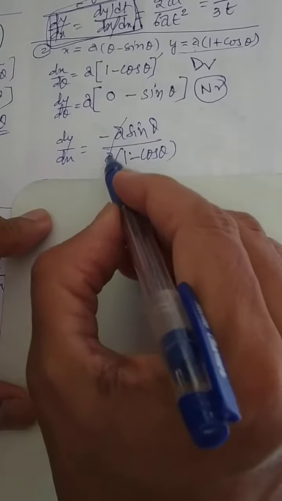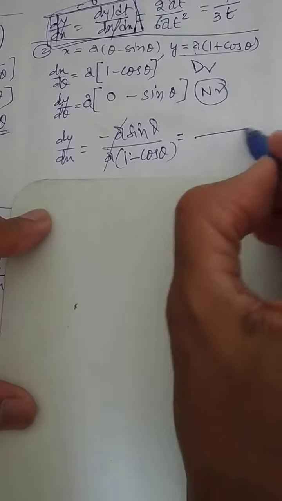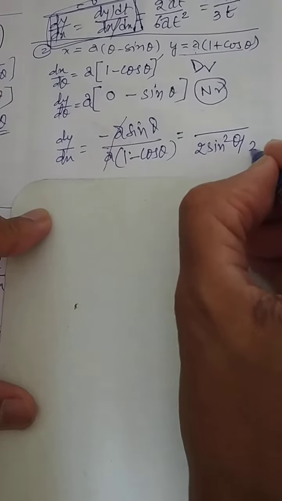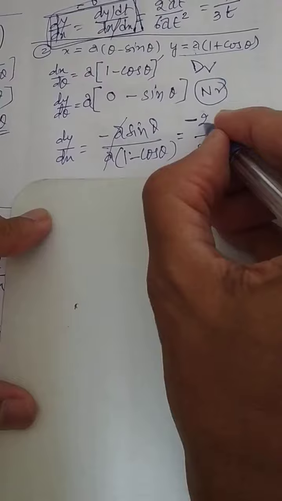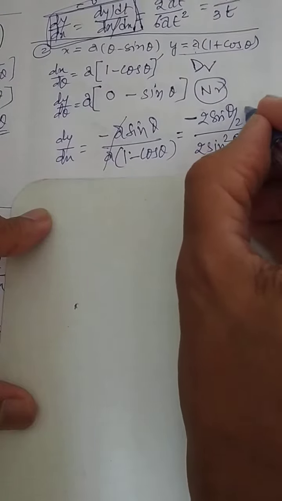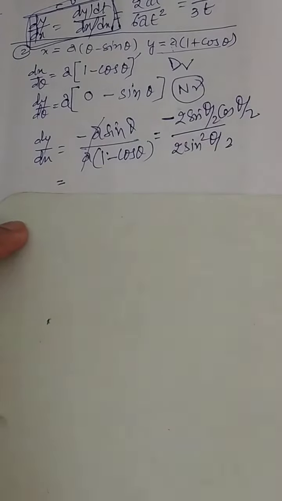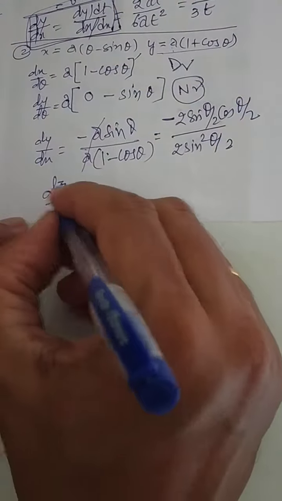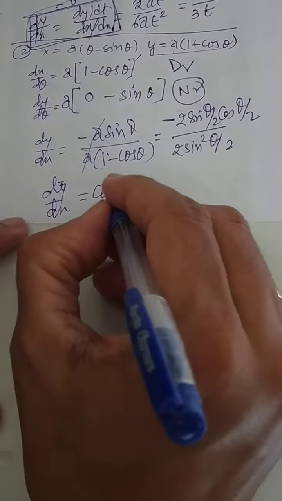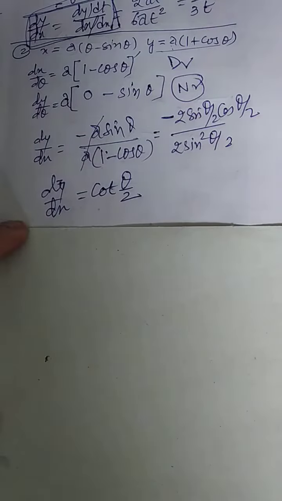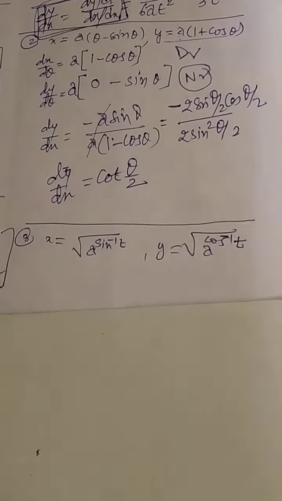Now this a will get cancelled. 1 minus cos theta, you know, will be 2 sin square theta by 2. So I should simplify this also: minus, it will be 2 sin theta by 2 cos theta by 2. Now 2 will get cancelled, one sin will also get cancelled, and you will get dy by dx as cot of theta by 2. Look at the next question.